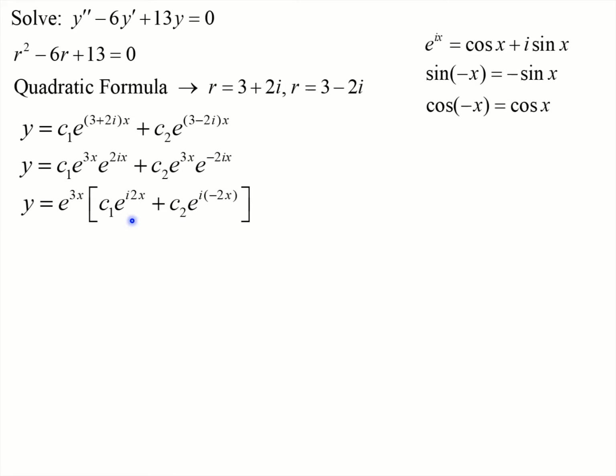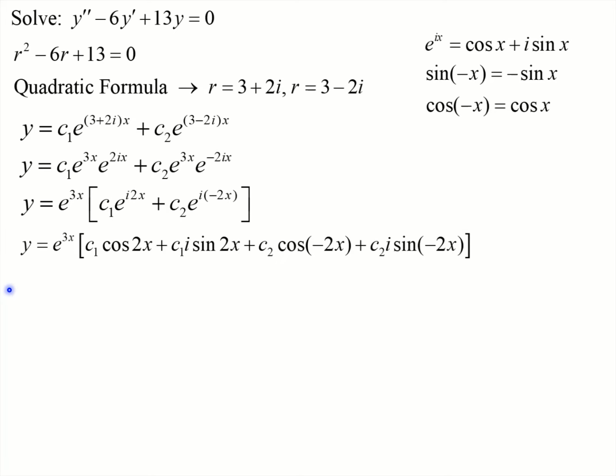Well, I'm going to plug these guys right here. Look at the first one. It says e to the i times 2x. I'm going to plug that into this top formula here, and I'm going to replace x with a 2x. And the same thing with the other one as well. I'm going to replace the x with a negative 2x. So that gives me this expression right here.